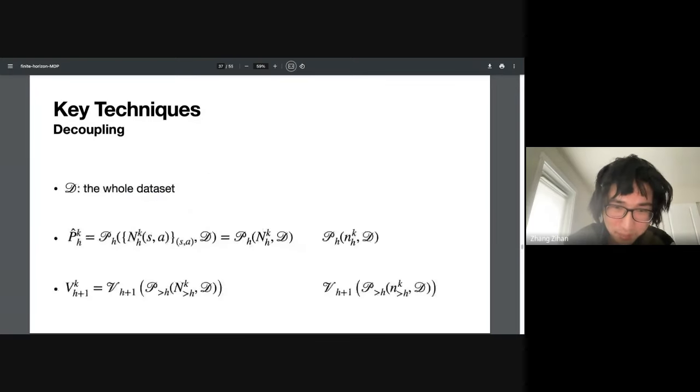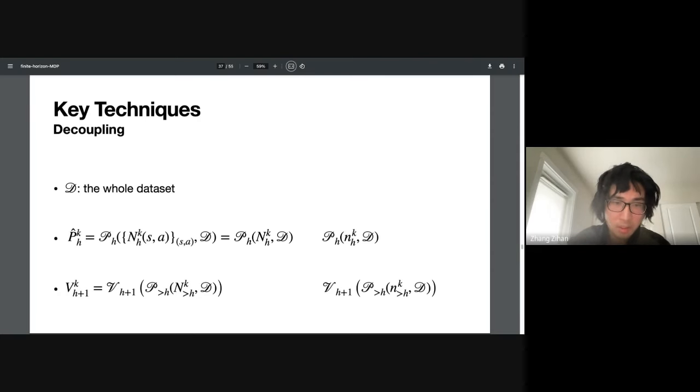So let's come back to this page. We have this script P_h of N_h^k and the dataset script D. So we can write the empirical transition as a function of the count and the dataset. Now note that the count N_h^k(s,a) is a random variable depending on the online learning process, right?